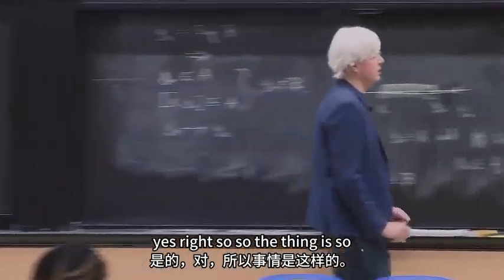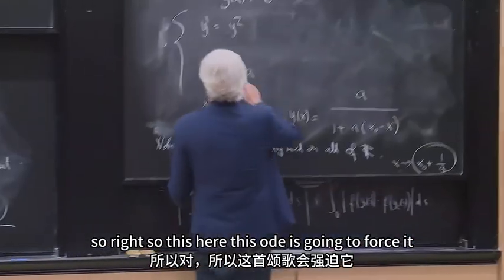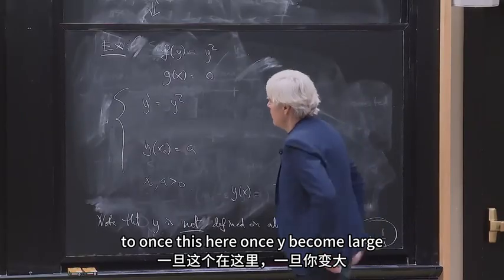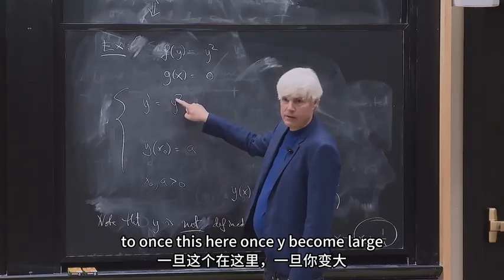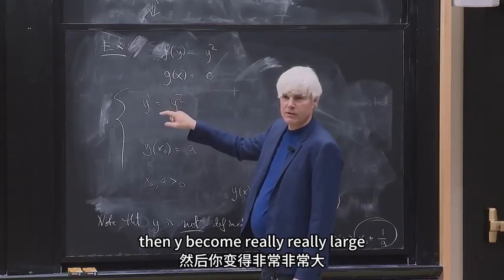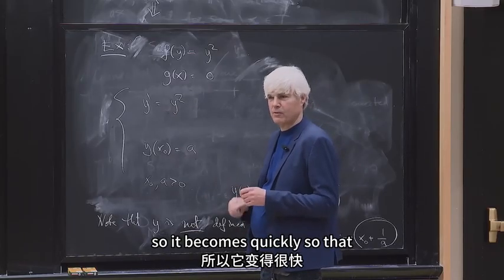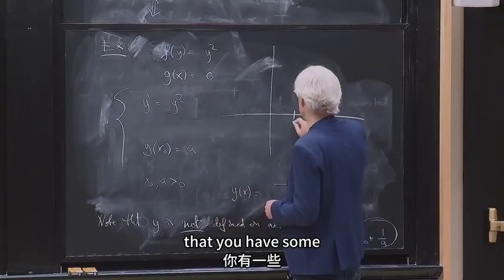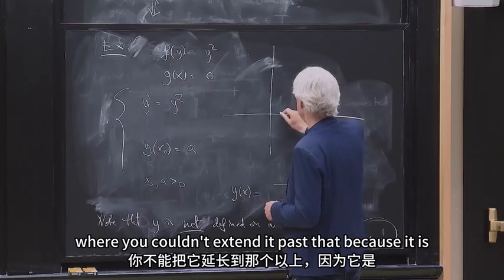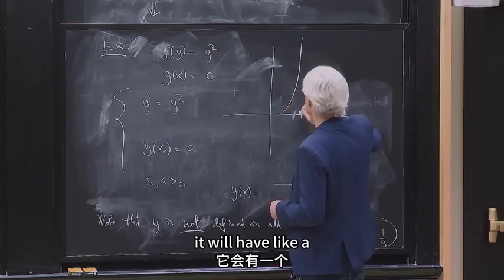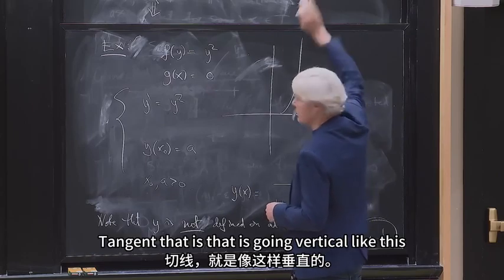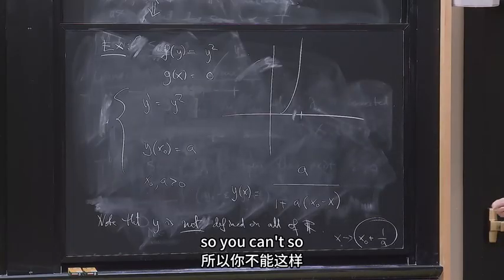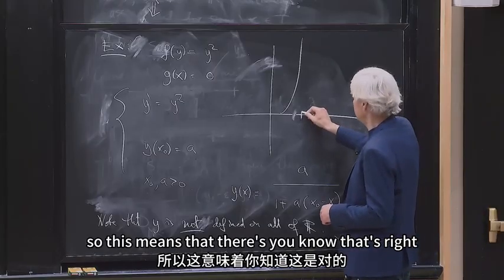Yeah, that's right. So the thing is, this ODE is going to force it to, once y becomes large, then y becomes really, really large. It becomes large too quickly, so you have some critical value where you couldn't extend it past that, because it will have a tangent that is going vertical like this. Okay, and so you can't. So this means that that's right.